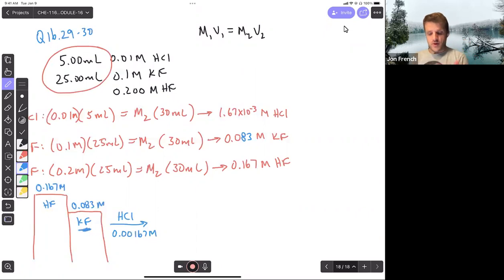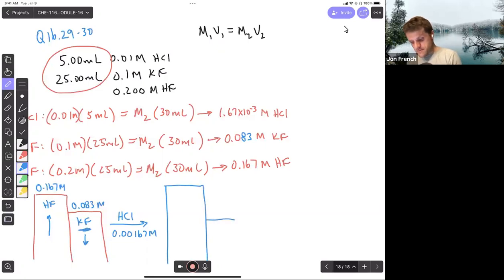The HCl is going to react with the conjugate base, the fluoride. It's going to protonate the fluoride, forming more HF. So we'd expect to see the concentration of HF increase and the concentration of potassium fluoride decrease. So we're going to subtract it from the potassium fluoride concentration, and we're going to add it to the HF concentration. So 0.083 minus 0.00167, to get my new concentration there. So this concentration gets a little bit higher, and this concentration gets a little bit lower.